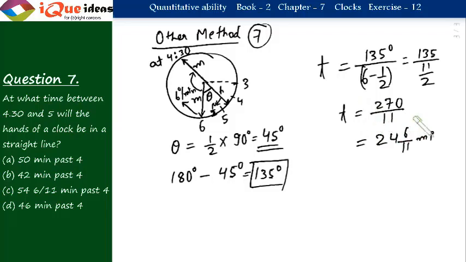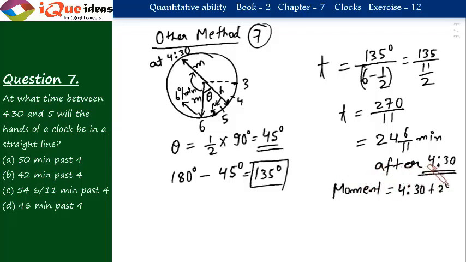And this is 24 6 by 11 minutes after 4:30. Please understand that we have started from 4:30. So the moment would be 4:30 plus 24 6 by 11 minutes, and hence that would be 4:54 6 by 11 minutes. This is the time when they are in straight line, right? So the answer of this question would be 54 6 by 11 minutes past 4. That is C option. All right.